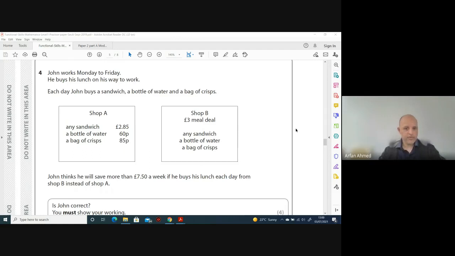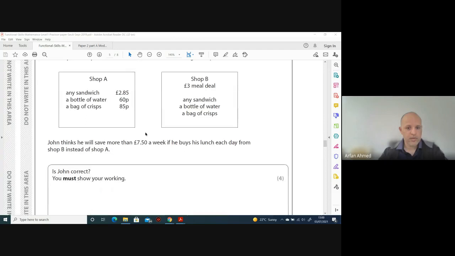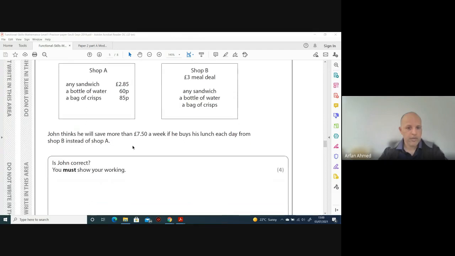Me personally, for this type of question, I would split the page in half, work out what shop A is, and work out what shop B is on the other side. And then you can compare. Yeah, that's the main thing: you want to compare the two things. Which one is better value? And he thinks he can save more than £7.50 a week if he buys his lunch from shop B. So we need to check that.